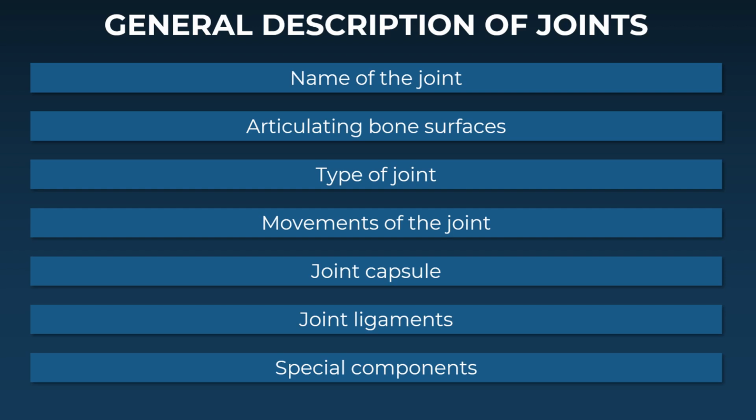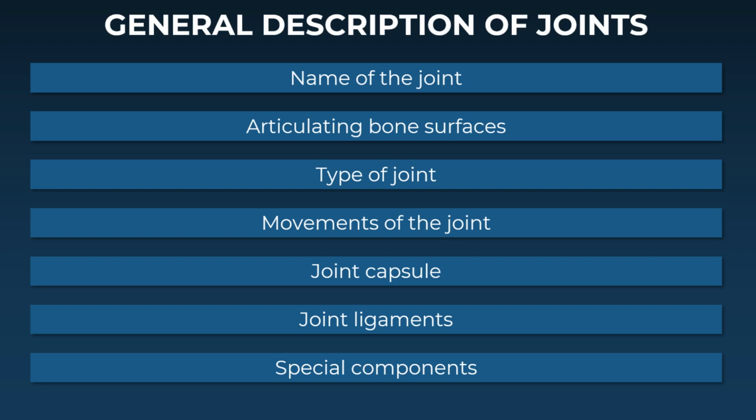These are the so-called obligatory components, meaning there must be a bone forming the joint, there must be ends that can articulate with each other, there must be a capsule that covers the joint beneath, and there must be ligaments. These are the obligatory components, so they must be present in every joint. However, there are certain special components that may be present in a given joint, but their presence is not mandatory. A joint is still considered a joint even if these special components are not present.